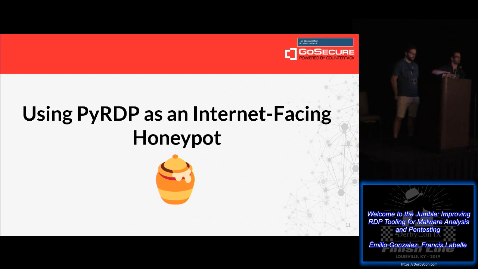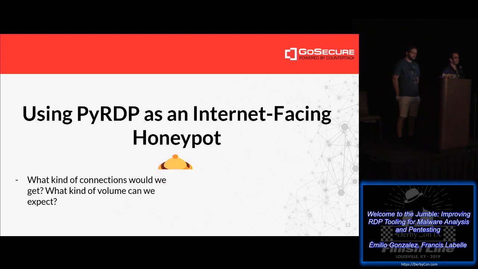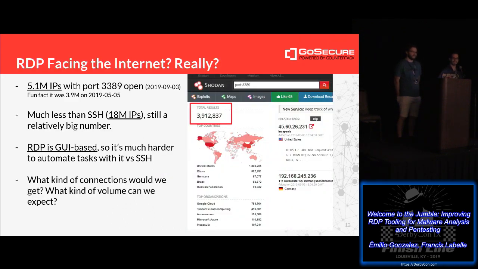So when we started the project, we were wondering, well, RDP facing the internet, is that really a thing? And yeah, it turns out, yes, it is. According to Shodan, there are more than 5 million IPs with the RDP port open. And fun fact, when I looked, for some reason, since BlueKeep, there are a million more IPs. Maybe most of them are honeypots. So it's still much less than SSH with 18 million, but still a big number to consider.